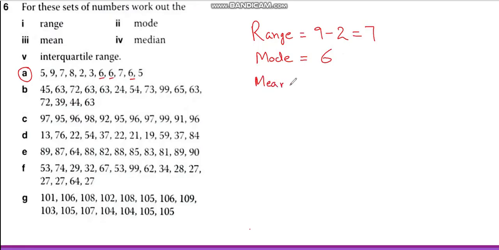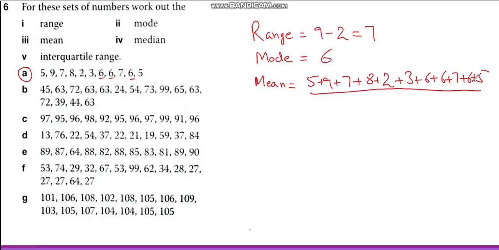Then for the mean, we add all the numbers and we divide by the total numbers. Like 5 plus 9 plus 7 plus 8 plus 2 plus 3 plus 6 plus 6 plus 7 plus 6 and plus 5. So if you add all the numbers and divide by the total numbers, that is 11, we get 64. And if we divide by 11, we further get 5.818. And here it is repeating, so we can round off to 5.82.